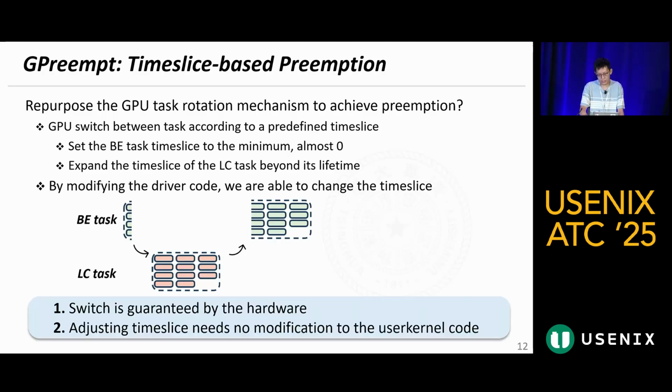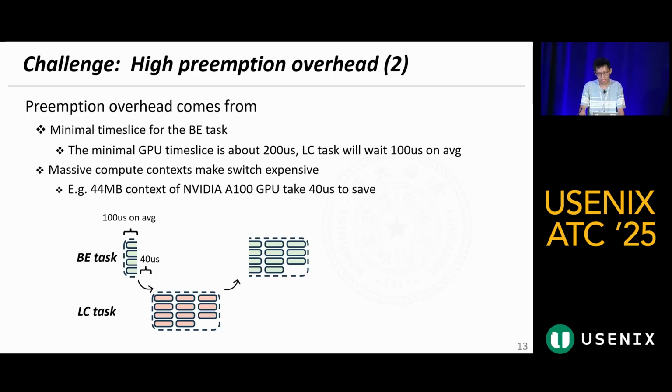The switch itself is performed in hardware, adding no software overhead. And adjusting the time slice requires no modification to the kernel code, which is transparent to existing kernels. However, this hardware preemption is not free. There is still overhead. First, there is a minimum time slice. On an NVIDIA A100, it's about 200 microseconds.